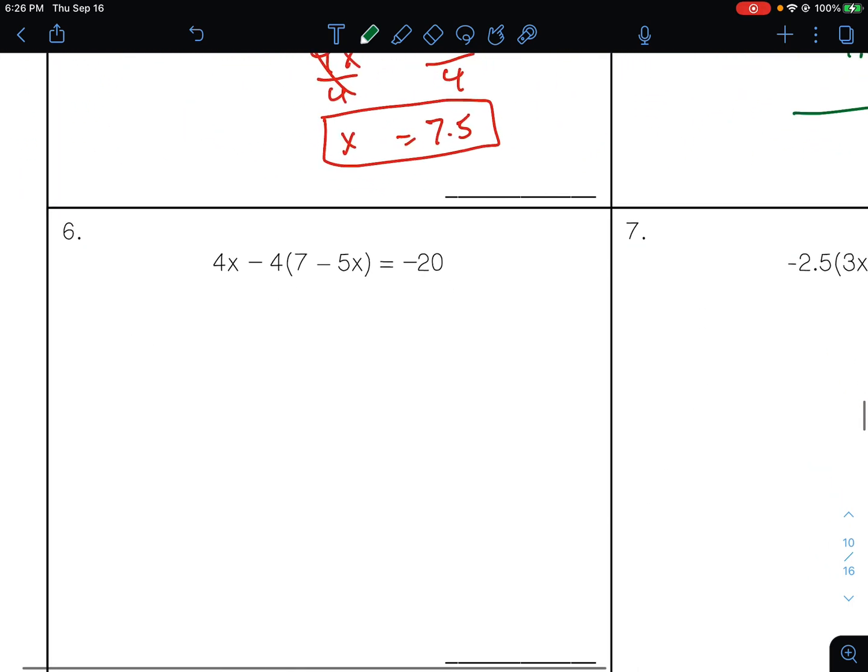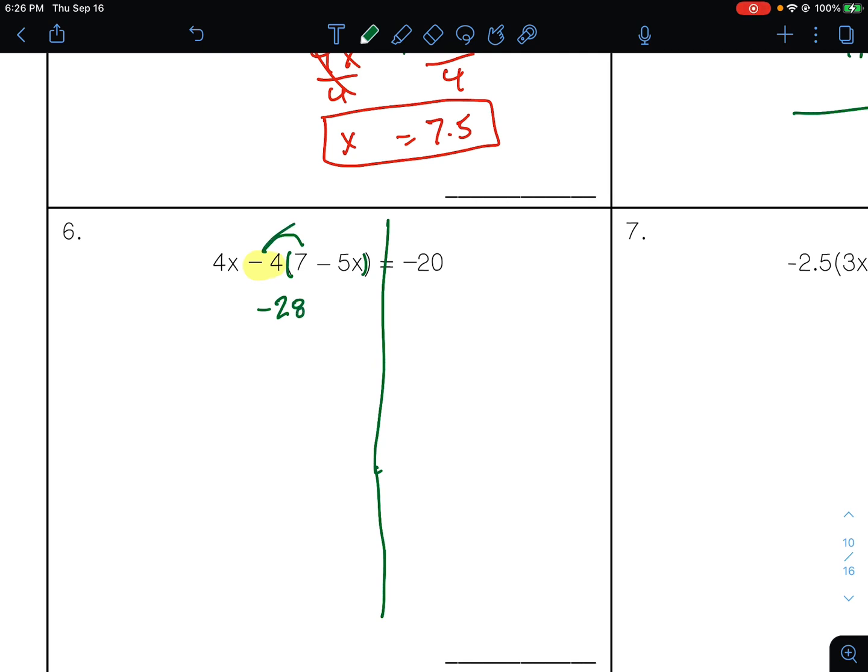Number 6, again, line down the equal sign. Here's my parentheses, so that's where I'm going to do my distribution. This is not 4 times 7, but negative 4 times 7, because take a look at that. That is a 4 with a minus sign in front of it. Think of it as negative 4 times positive 7. Negative 4 times a positive, you're going to get a negative answer. 4 times 7 is 20, 24, 28, so negative 28.